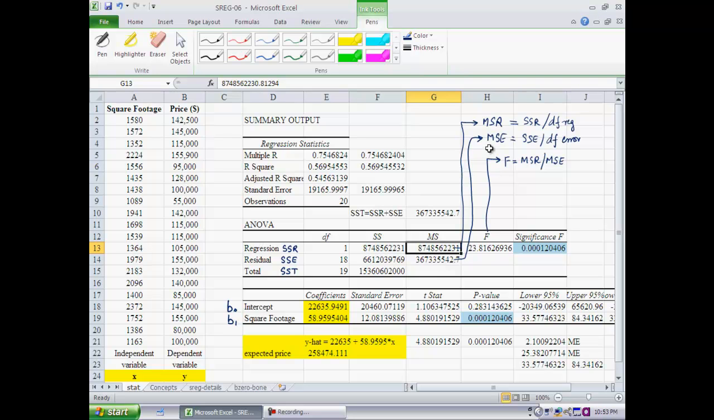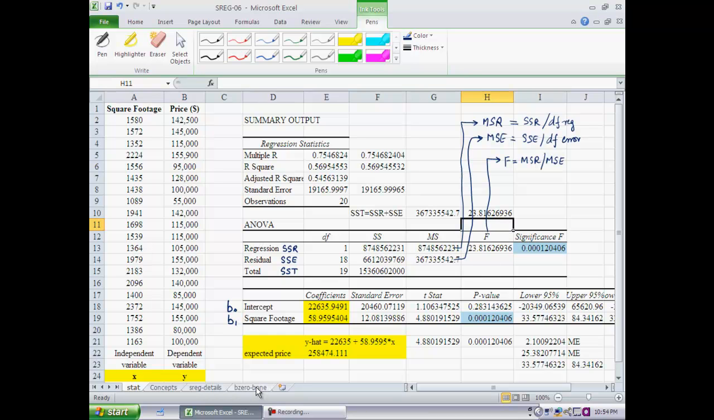Similarly, mean square error, MSE, is equal to the sum of squares for the errors, that's this number, divided by degrees of freedom for error, which is 18. So that's how we got MSE. MSR and MSE, and the ratio of these two numbers, gave us the F ratio. Let me just compute that once again. It's MSR divided by MSE, and that's what gave us the F ratio. So how do we interpret this F ratio? What does it actually mean? What are we doing in this F-test?